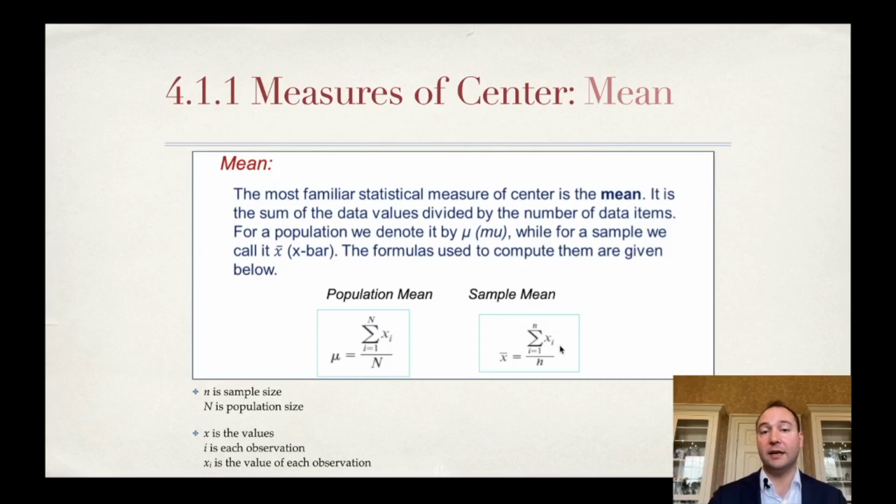x2 would be the second student that we measure, and so on until we reach the end of our 100 students. Okay? We would add up the heights of all those students and divide by n. In our case, that would be 100 because we have 100 students. And that would be our sample mean, or represented by x bar.